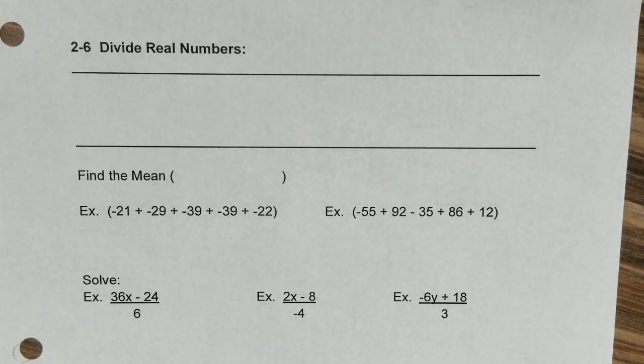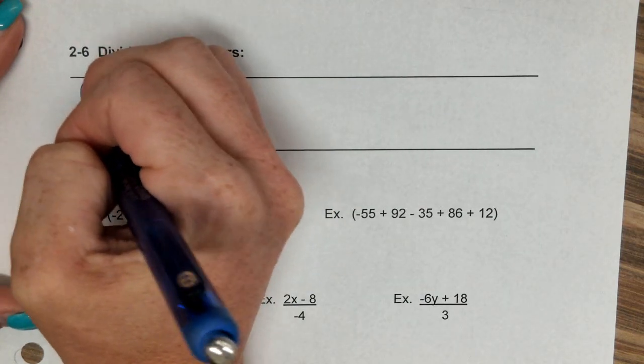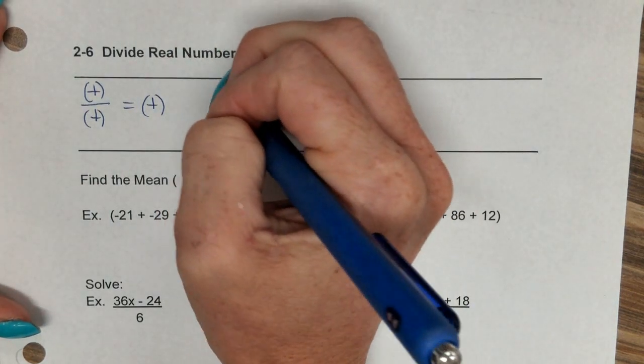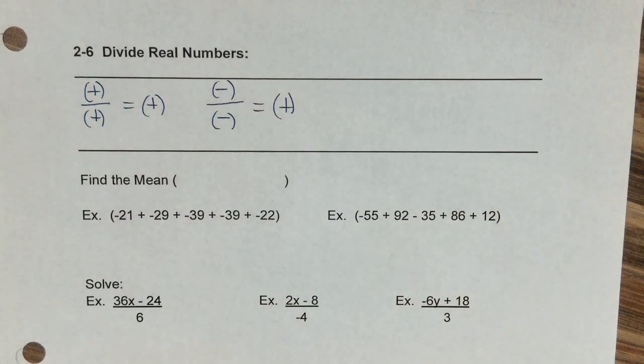So today we're moving on and doing dividing real numbers, and this is the same kind of thing as multiplying. How do you get a positive when you're dividing? There's two ways. A positive divided by a positive. What's the other way? So a positive divided by a positive will give you a positive, and a negative divided by a negative will also give you a positive.